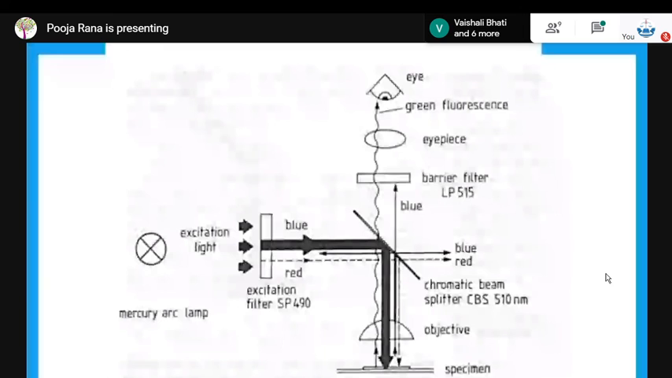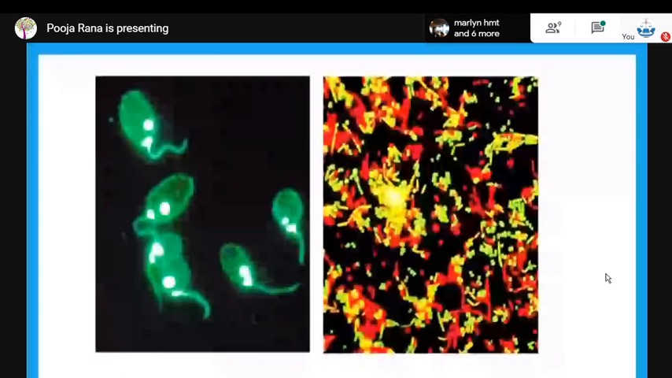The example is shown to you over here. In this particular picture, you can see the diagram of sperms onto your left hand side. Onto your right hand side is the chromatin structure. All right. So the specimen is exposed to UV light or violet light or blue light, and it shows a bright image of the object resulting from the fluorescent light which is emitted by the specimen. And here it would be called the fluorophores.